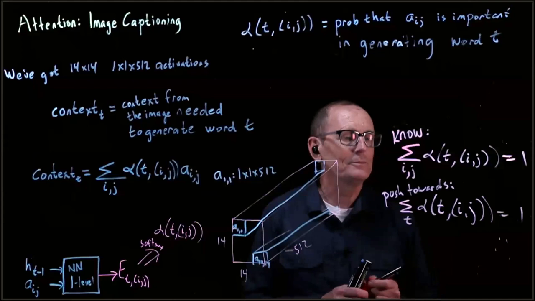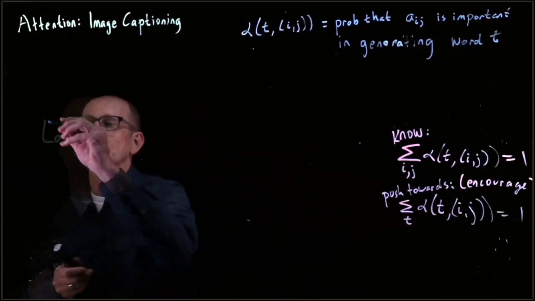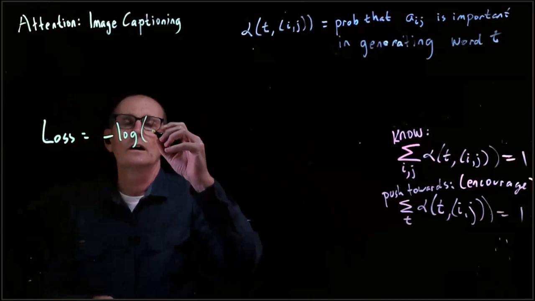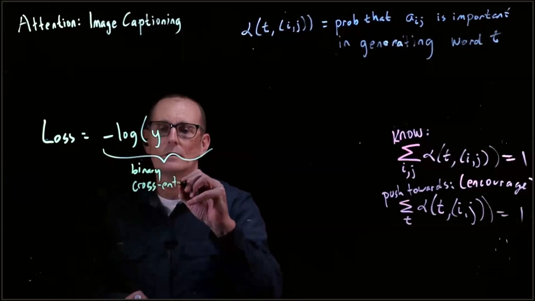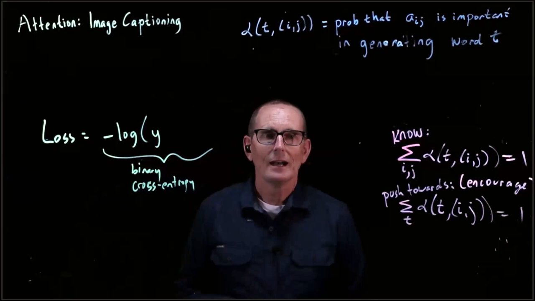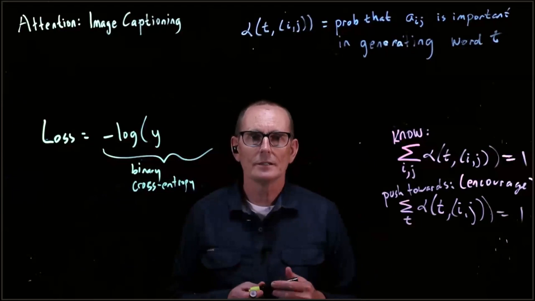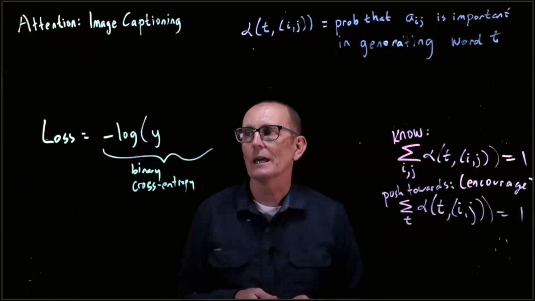How do we do encouragement? Loss function, some kind of. Exactly, the loss function. So we are going to modify the loss function to encourage this. Let's look at how we do that. So let's look at the loss. Our loss is going to be equal to minus the log of, here we're going to be using the binary cross entropy loss. So basically, if the word is supposed to be bat, and our probability of bat is 0.9, then we're going to use minus log of 0.9 for that. If the probability of bat we generated was 0.3, then we are 0.7 away from our 1, so we'd use minus log of 0.3.